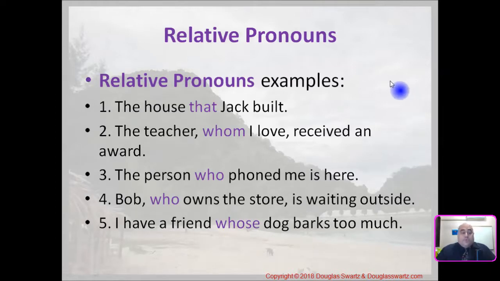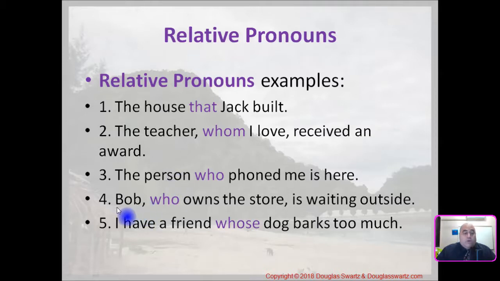Here's some more examples. Number 1, the house that Jack built. That is a relative pronoun, which is describing or talking about the house. Number 2, the teacher whom I love received an award. Whom is a relative pronoun, which is describing or talking about teacher. Number 3, the person who phoned me is here. Who is the relative pronoun, which is talking about the person.